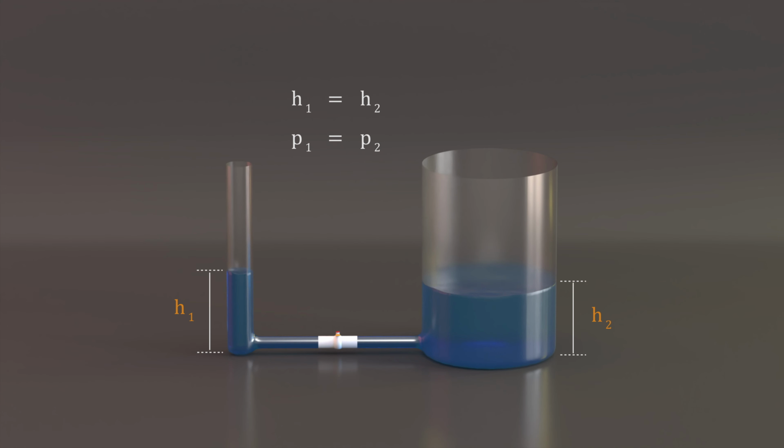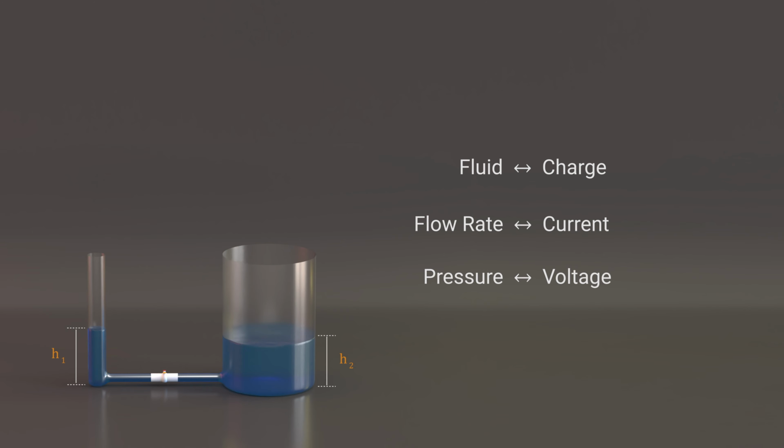The pressure at the bottom of the container depends on the height of the water. In this analogy, voltage is like fluid pressure, which is why you will sometimes hear voltage referred to as electric pressure. This analogy is really helpful for visualizing current and voltage, and it will come in handy when you get to circuit theory.